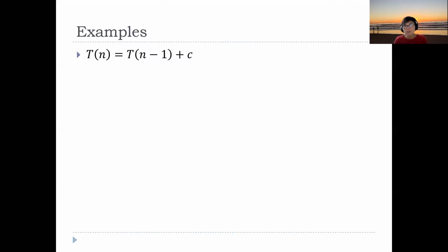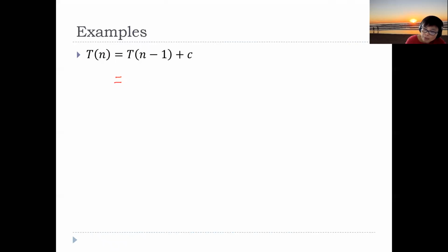I want to also give an example of a different type of recurrence. You're going to have some homework problems of this form, but the idea remains the same. It's just how you keep unrolling it until you find a pattern, then you find out when to stop, and then you plug it in. That's it. So let's look at the following example where T of n equals T of n minus 1 plus c. This is actually very easy.